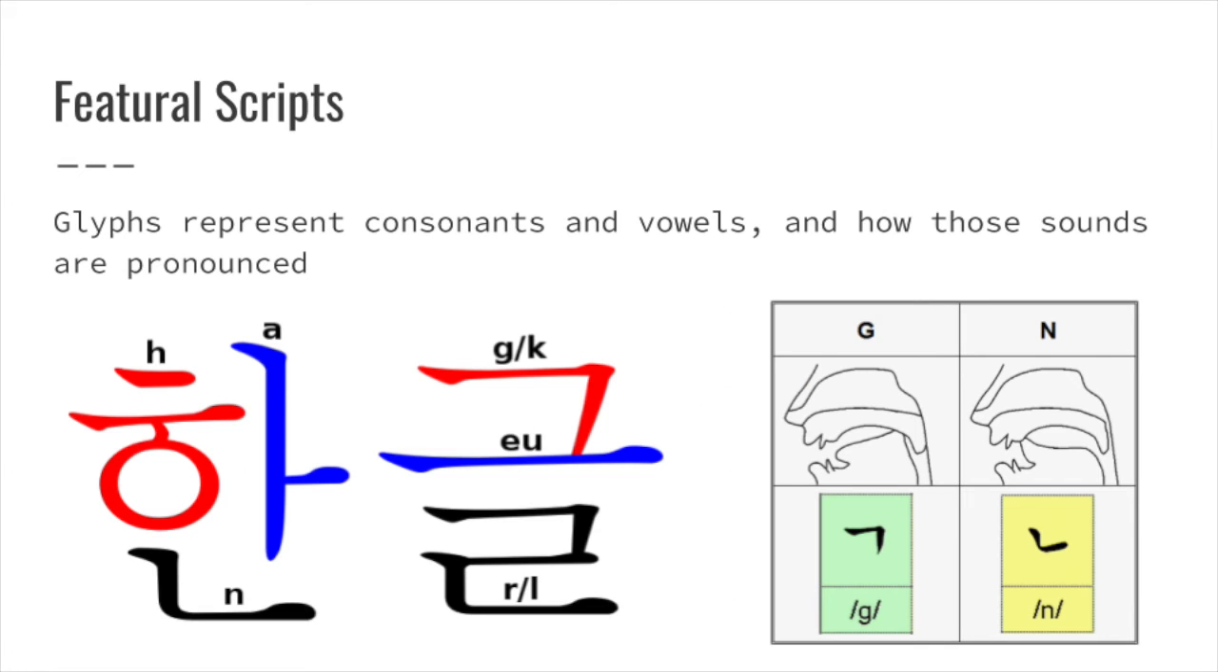Featural writing systems aren't that common, and they're usually invented by a person or group of people because writing systems don't tend to evolve this way. In a featural system, symbols don't just represent sounds, they also show how those sounds are pronounced. The Korean writing system, Hangul, is a good example of this.